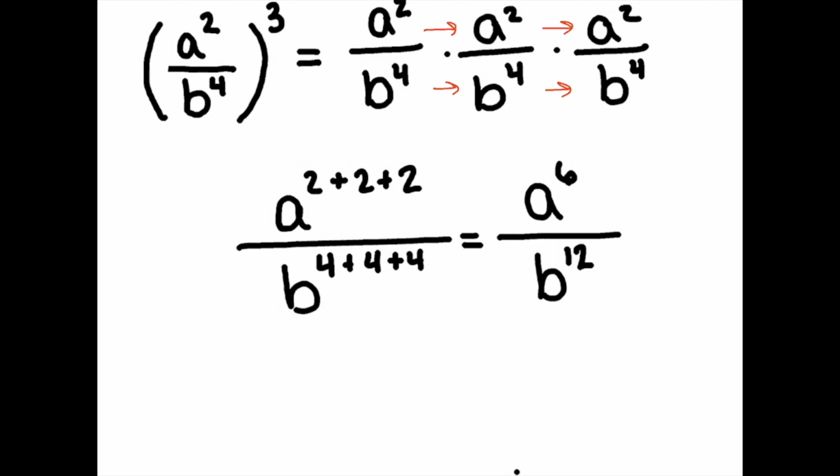But let's take a look at our original expression. Isn't a to the 6th really just another way to write a to the 3 times 2, and b to the 12th? Can I write that as b to the 4 times 3? I think I've found us a new rule. Let's check it out.